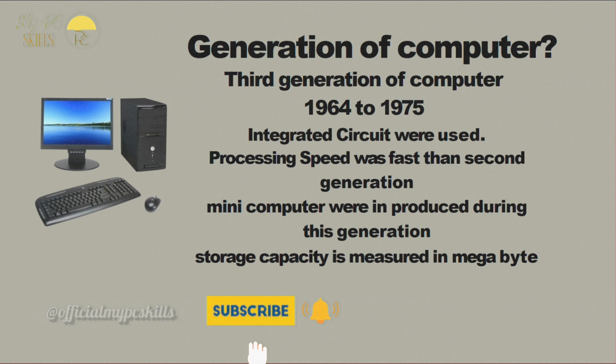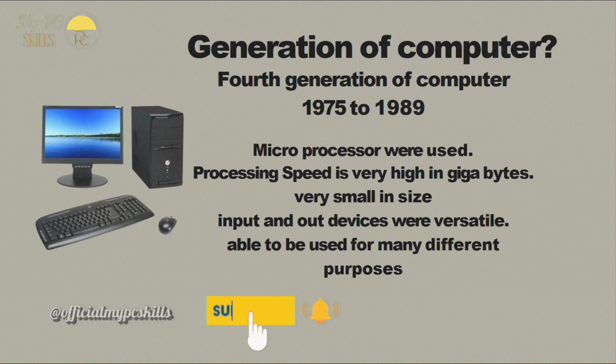Third generation, 1964 to 1975, used integrated circuits, ICs, instead of transistors. Faster than second generation. Mini computers were introduced. Storage was measured in megabytes. Became more powerful, smaller and cheaper.